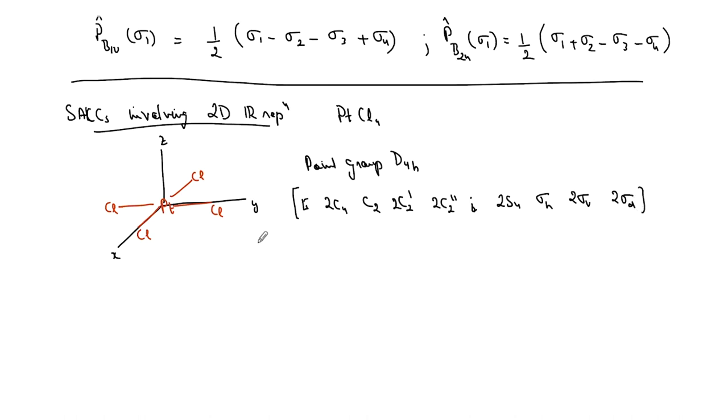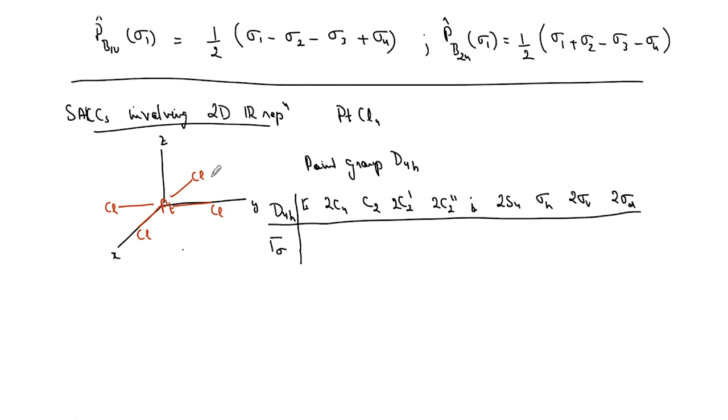Okay, so now let us quickly write down the reducible representation using the 4 sigmas of the chloride atoms as the basis. Okay, so this is D4h and this is my gamma sigma.